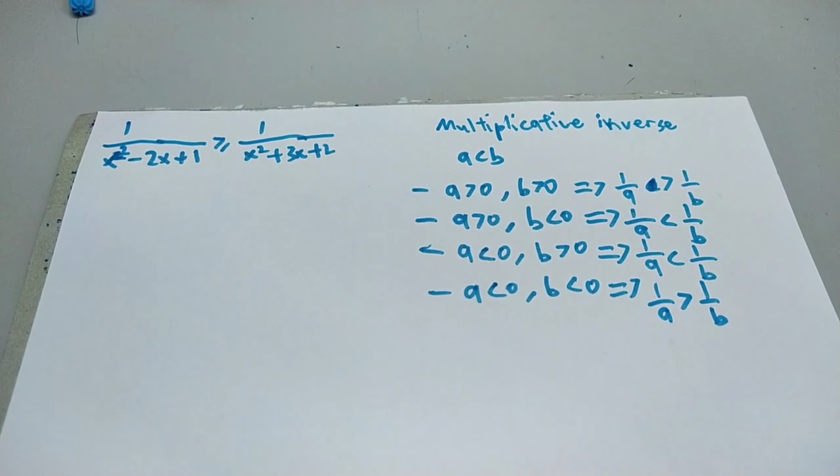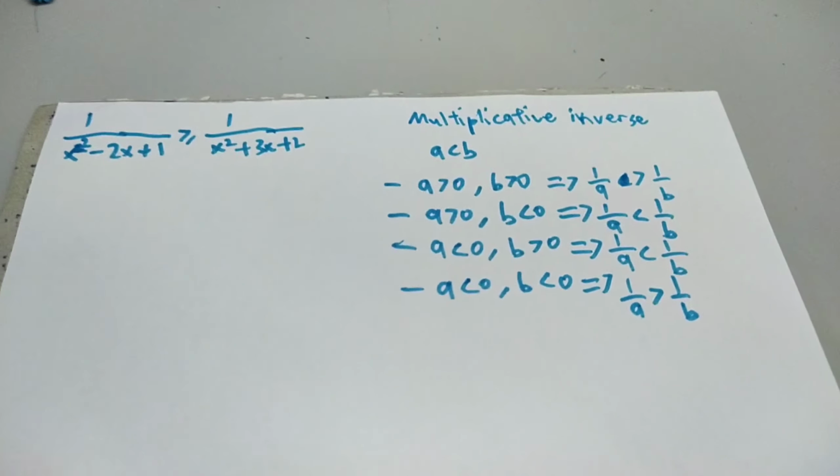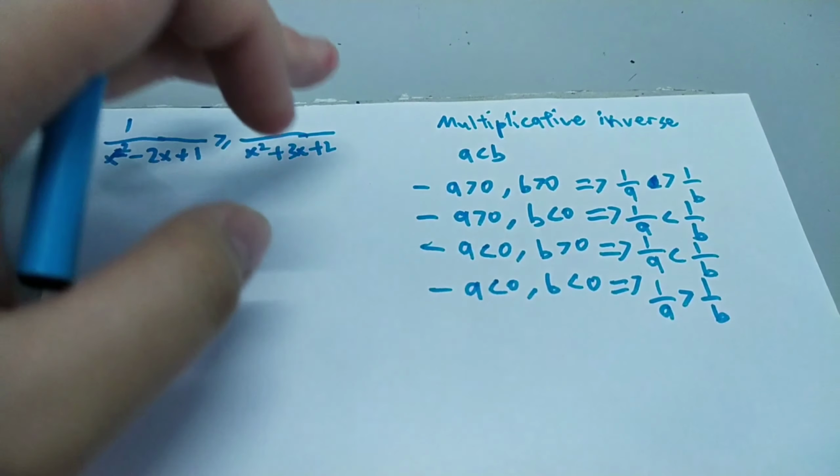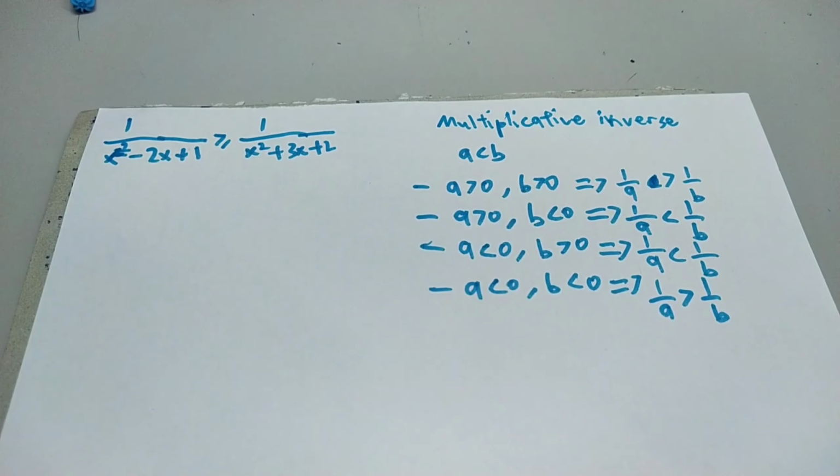So basically what is going on right here is, when A and B are both positive or both negative at the same time, you need to flip the inequality sign. But if one side is positive and the other is negative, or vice versa, then you don't have to flip the sign. So that's how we use the multiplicative inverse. So let's apply this multiplicative inverse to here.